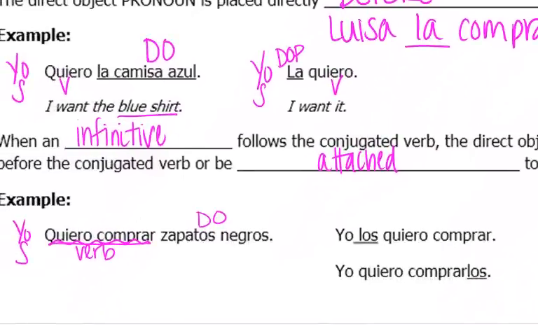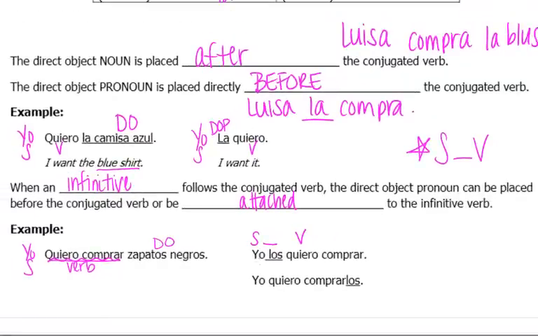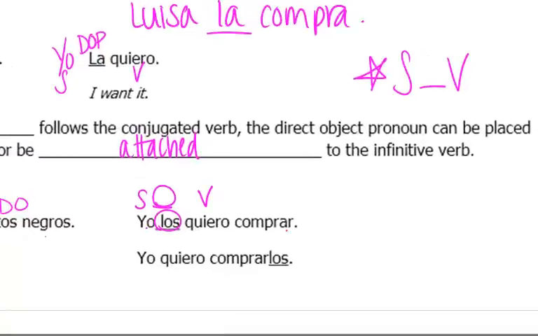So that changes to yo los quiero comprar, and that's still your subject, space, verb, I want to buy. What do I want to buy? I want to buy them. Them being los zapatos negros. Or, because there's 2 verbs and one is an infinitive, you could even say quiero comprarlos. I want to buy them.